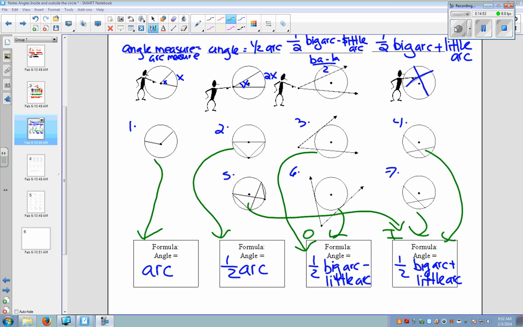All right, so take a look. I just filled in the boxes of 4 different formulas. Angle equals arc, angle equals 1/2 arc, angle equals 1/2 the big arc minus the little arc, and I put an O, so remember I'm thinking outside, and then 1/2 big arc plus little arc for inside. The first example is the only one that says central angle. The second example is the only one that is an angle on the circle. Examples 3 and 6 are both outside ones, and then 4, 5, and 7 are inside ones.